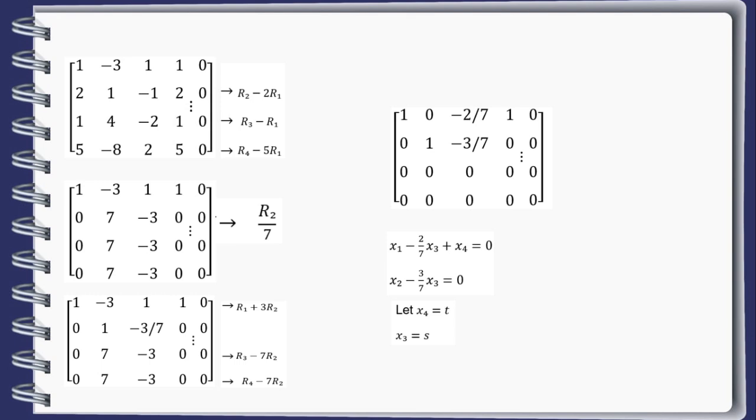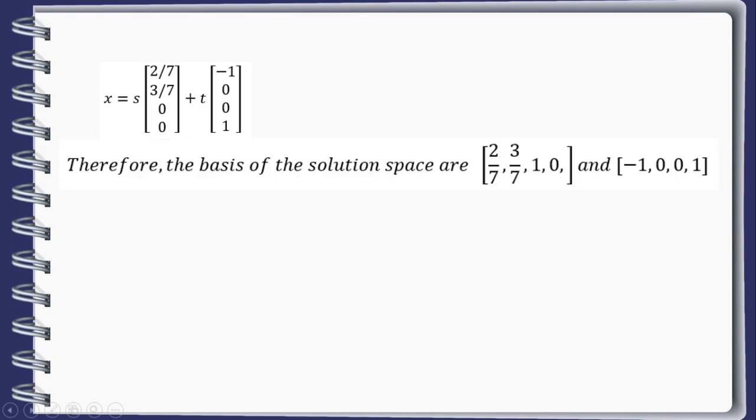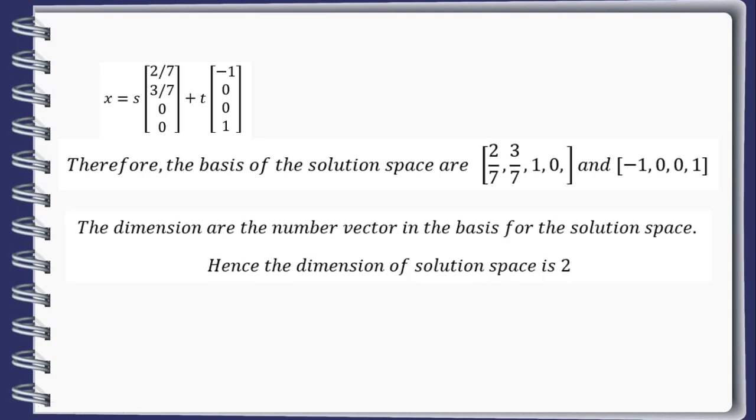From this, we can express our equations in terms of s and t. Now we get the parametric set of equations describing our solution space. We have x sub 1 equals 2 over 7 s minus t, and x sub 2 equals 3 over 7 s. Now we can separate our equation into vectors. This is what we're going to have: separating s and t, multiplied by our vectors. Therefore, the basis of our solution space is this one, and the dimension is the number of vectors in the basis for the solution space. Hence, the dimension of the solution space is 2.